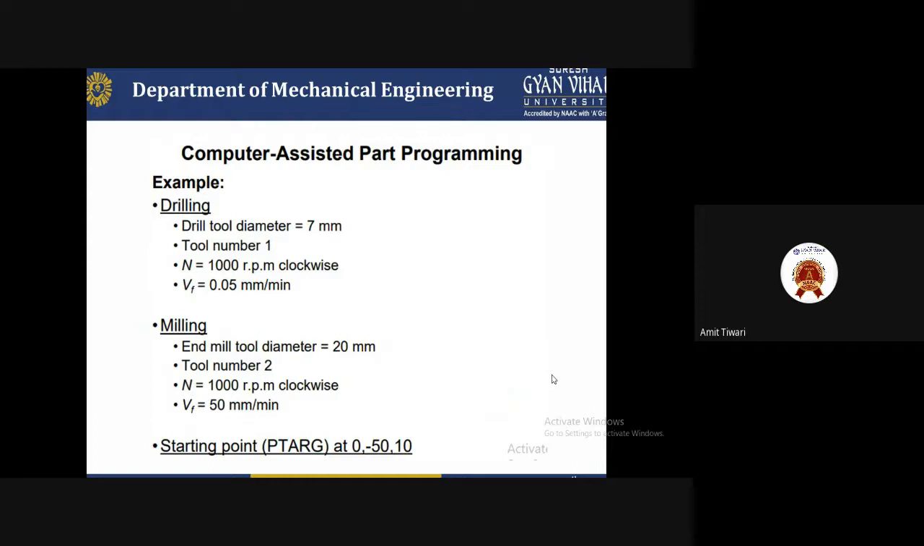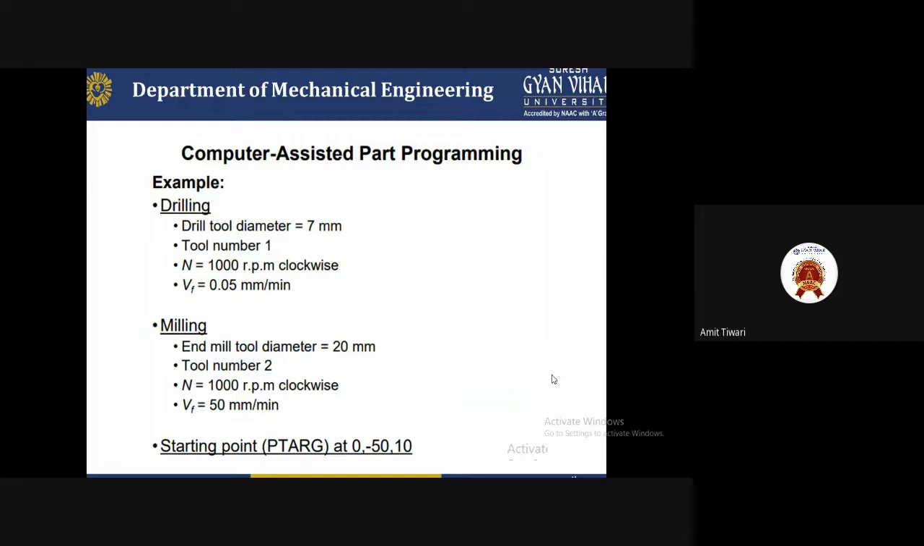Second is milling, that is the end milling machine with a diameter of 20 mm. The total number of flutes is 2, and n is equal to 1000 rpm clockwise and Vf is equal to 50 mm per minute. So these are the reasons we get an easy idea and an easy way to calculate. The surface quality is very important, and a good quality of surface will be provided.